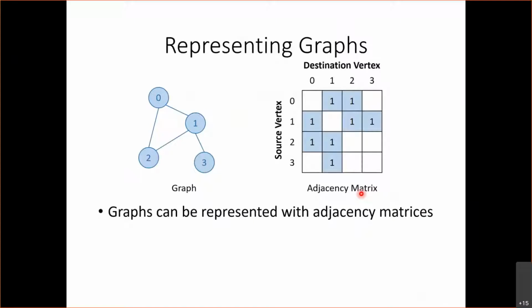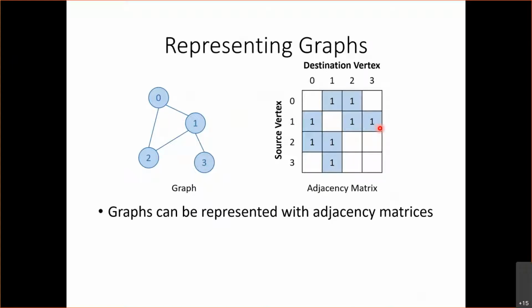What we have is every row in the matrix represents the adjacency list of a source vertex, and the columns represent the destination vertices. When I have a 1 in one of these cells in the matrix, what this says is that there's an edge from vertex 0 to vertex 1. When I have a 1 over here, this says that there's an edge from vertex 1 to vertex 3. Now, the adjacency matrix is usually very sparse.